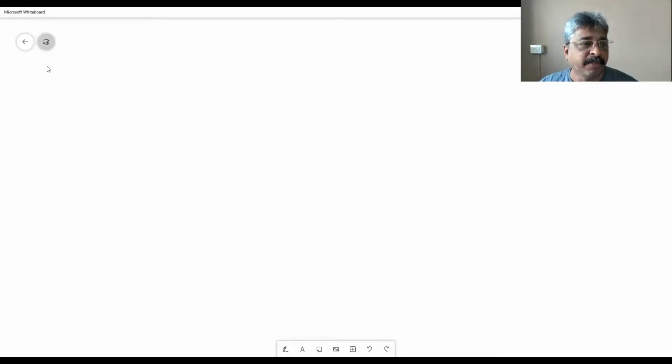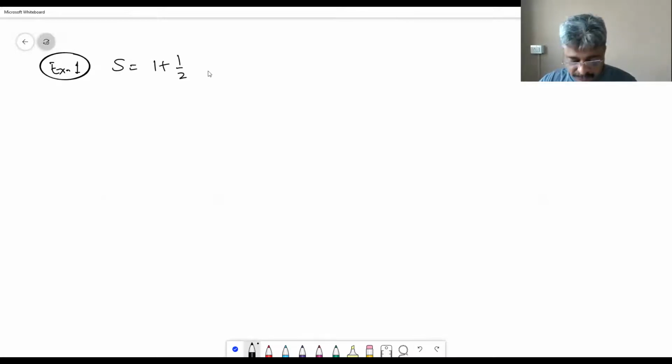Okay, example number 1. S is equal to 1 plus half plus 1/4 plus 1/8 dot dot dot. What is the answer? Find the answer of this.